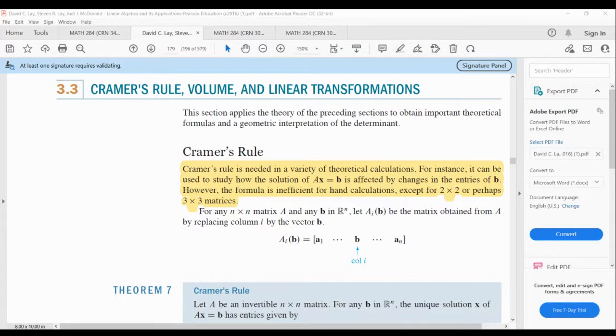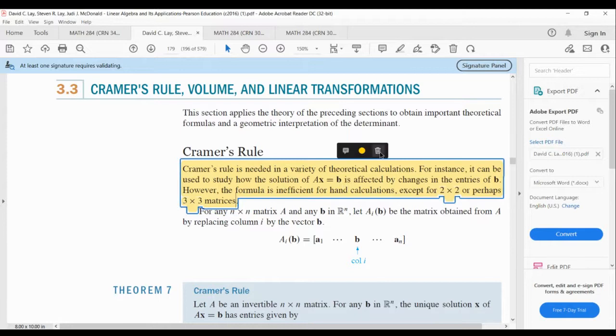That's because if you have, for instance, a system with 4x4 matrices, cofactor expansion would take a fair amount of time. So, okay, let's see what's going on here with this Cramer's rule. Let's see how this works. So first of all, a bit of notation here.